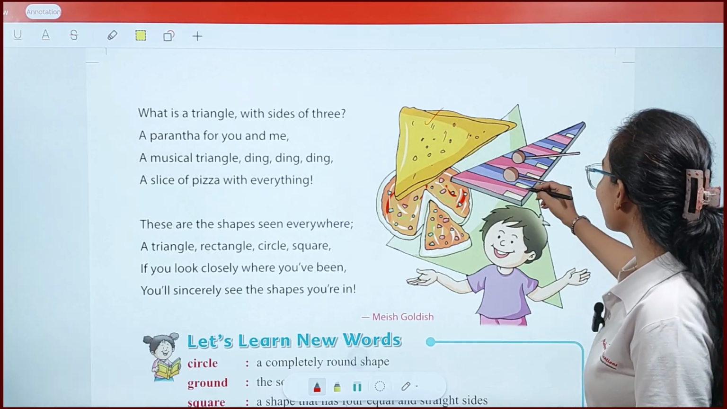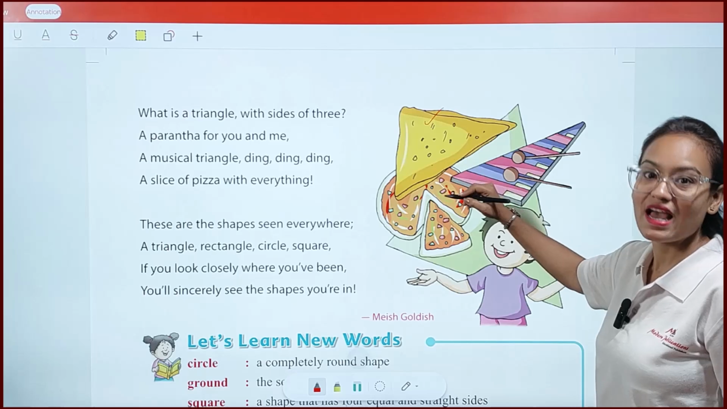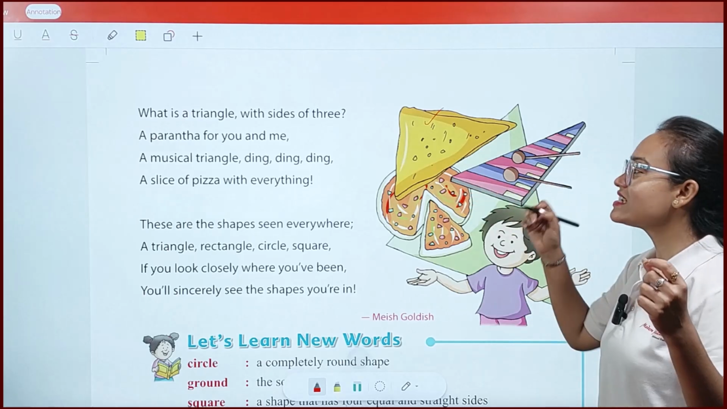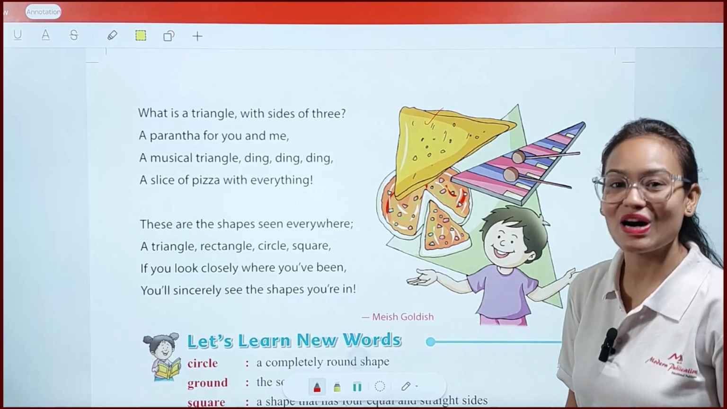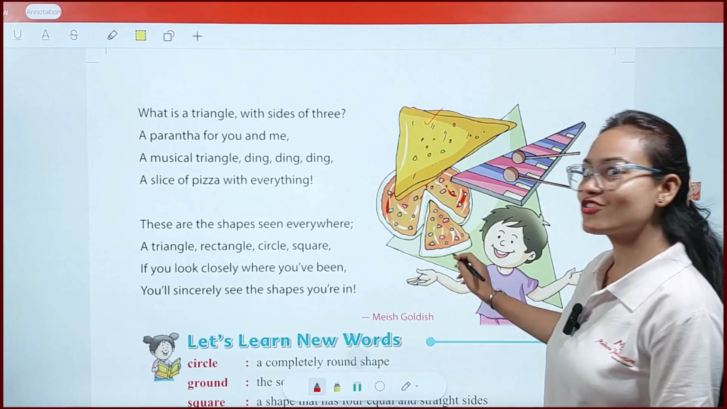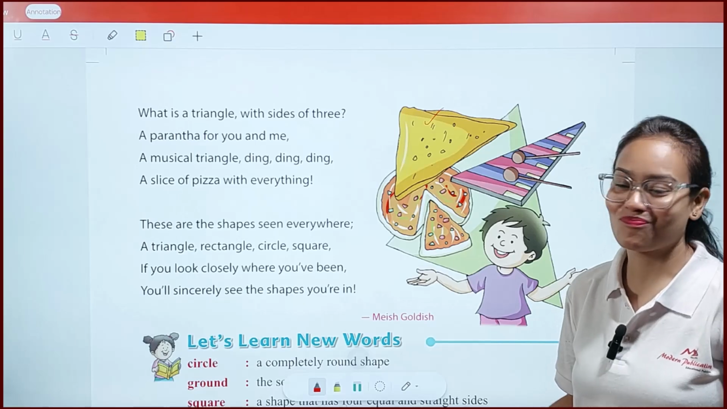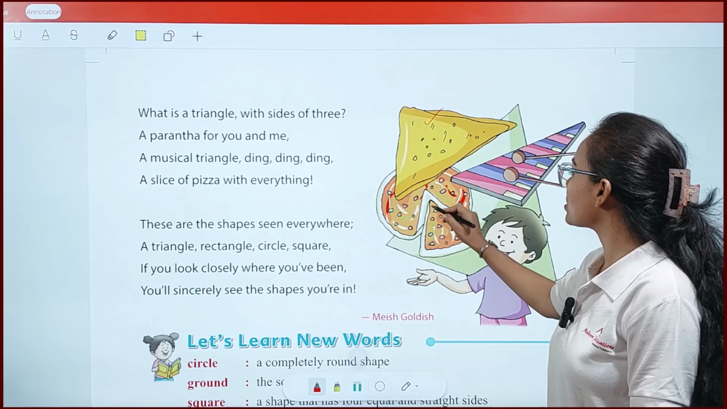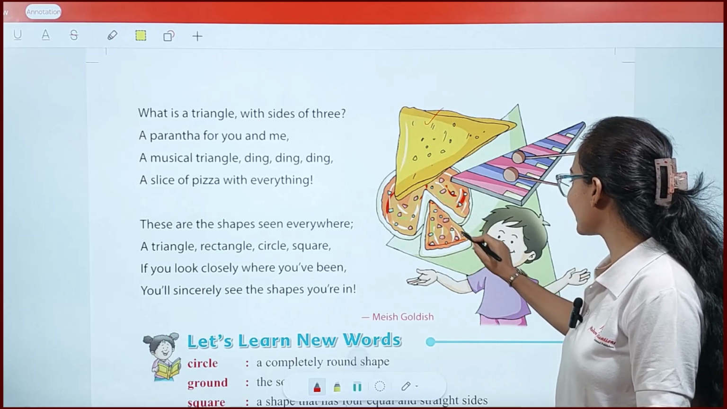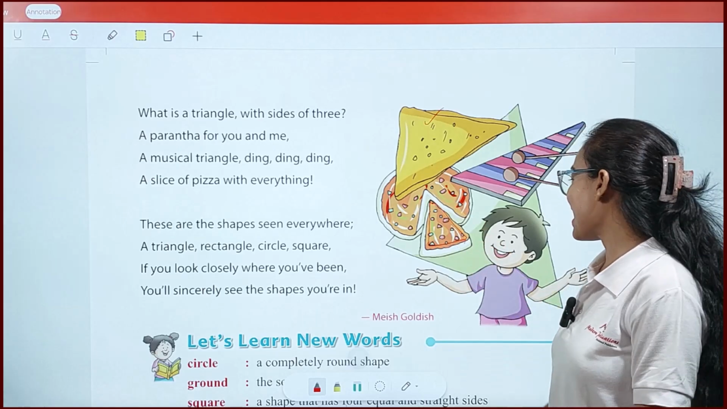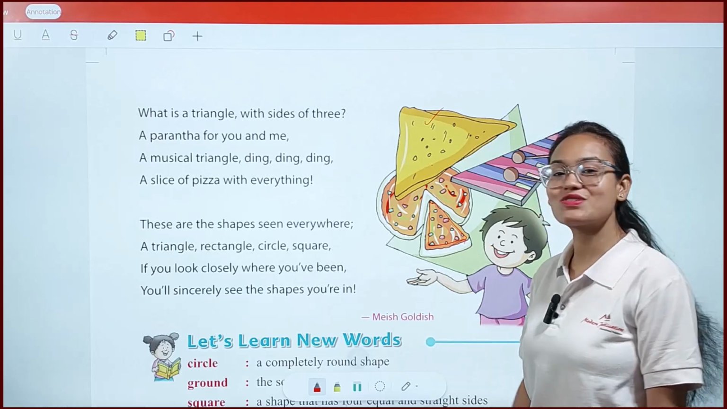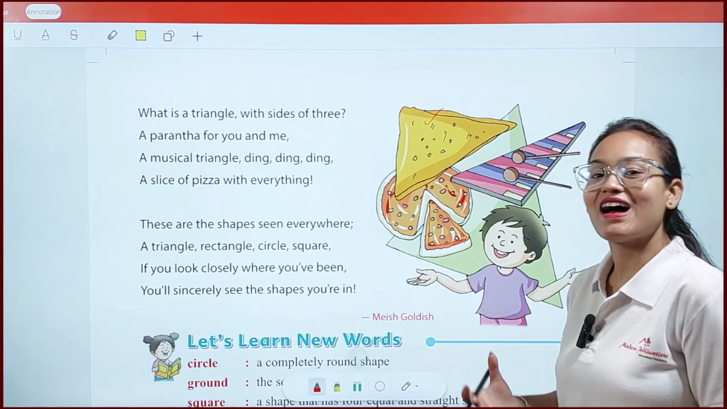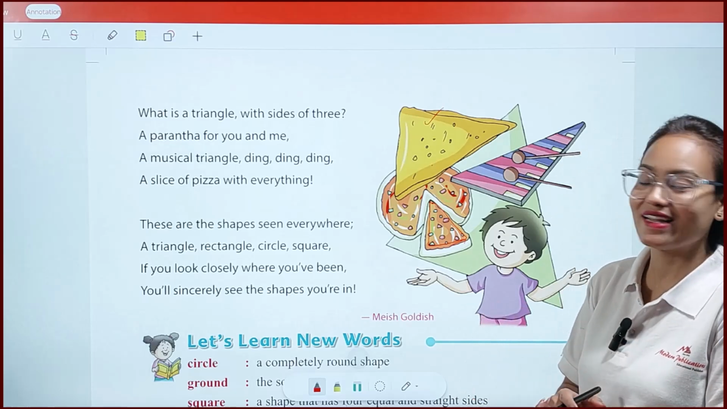Here you can see this is a musical instrument, and when you play this musical instrument, a very beautiful ding ding ding musical sound appears. And a slice of pizza. You all love eating pizza. I also love eating pizza. So when we take slices of pizza, it always comes in the shape of a triangle. So this is the shape of a triangle. Okay, my dear students. So triangle means what? Having three sides only.